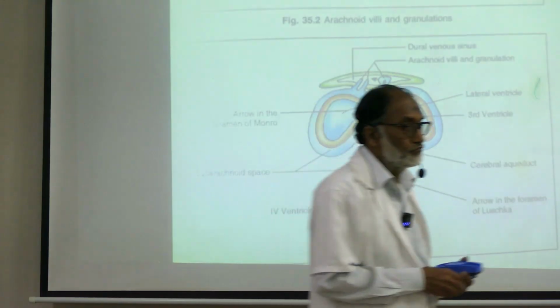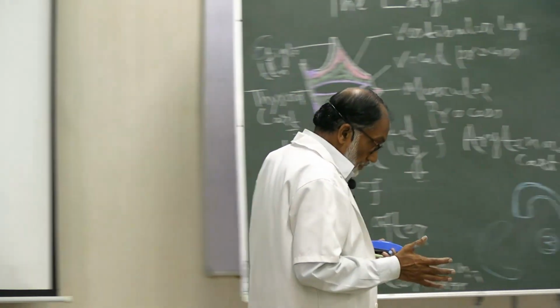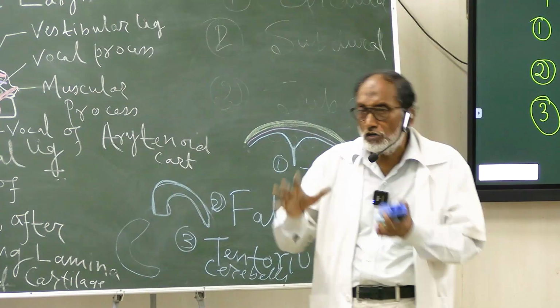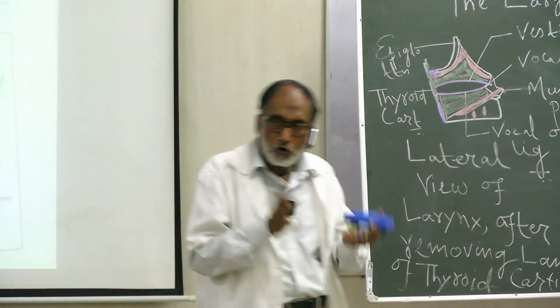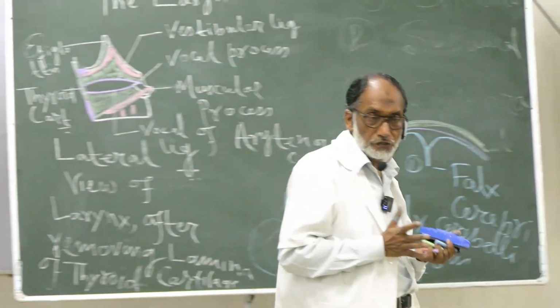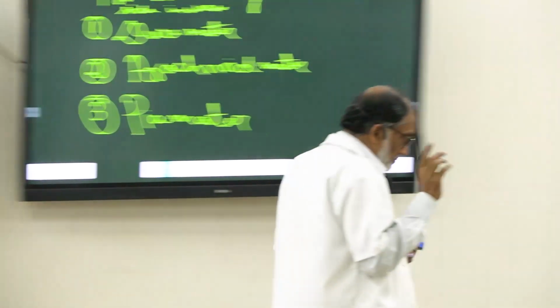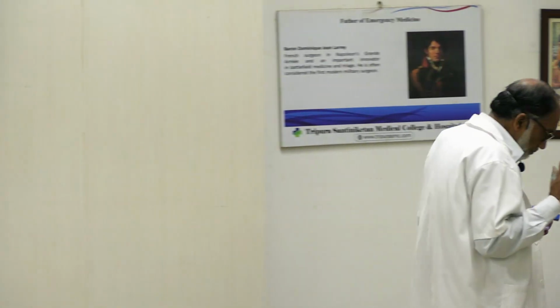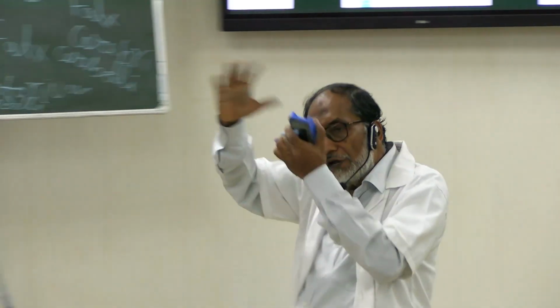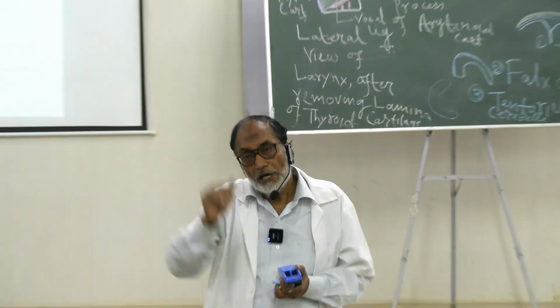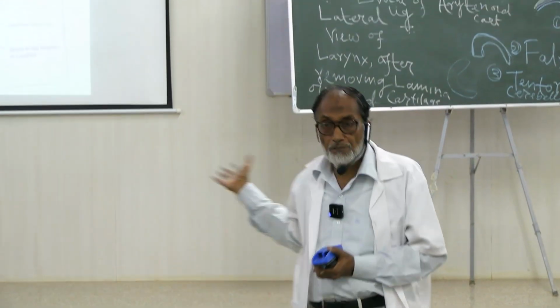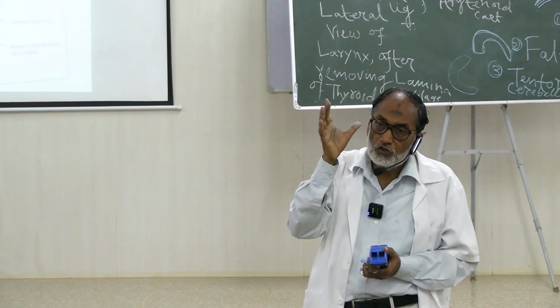Now come to the arachnoid mater. Not only the brain but the spinal cord is also covered by the meninges, but there is a little difference between the meninges of the brain and the meninges of the spinal cord. In the brain, you have seen the dura mater consists of two layers, endosteal and meningeal. But in the case of the spinal cord, there is no endosteal layer.